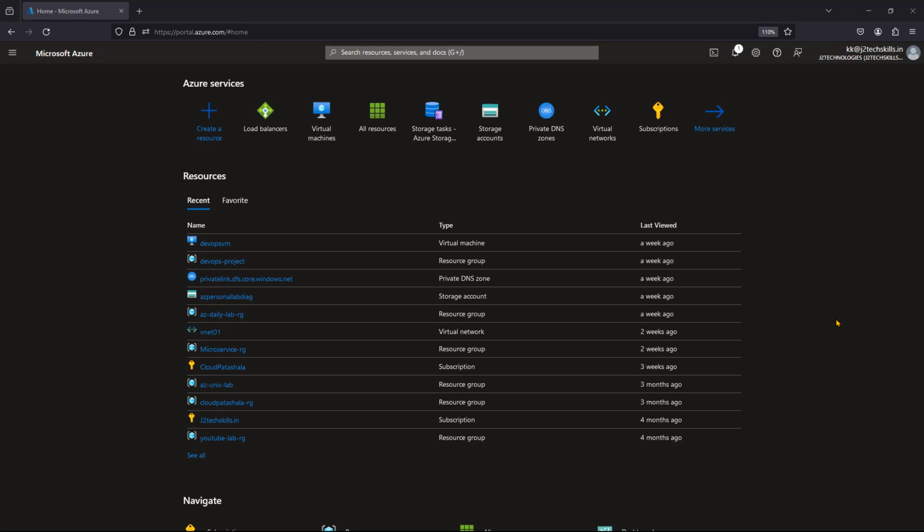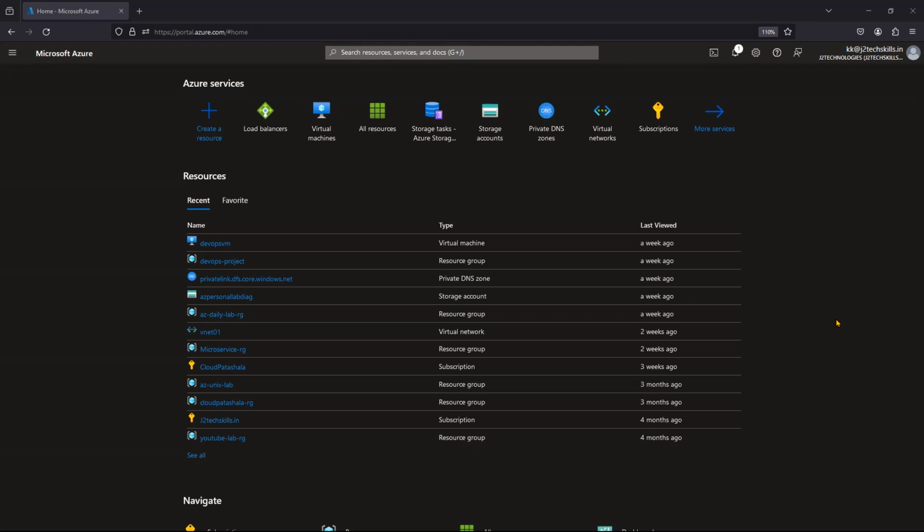Okay, thank you. Let's jump into today's topic, Azure Load Balancer services. First of all, most of the time we get this interview question: can you please explain the different types of load balancers in the Azure platform, in Azure cloud?